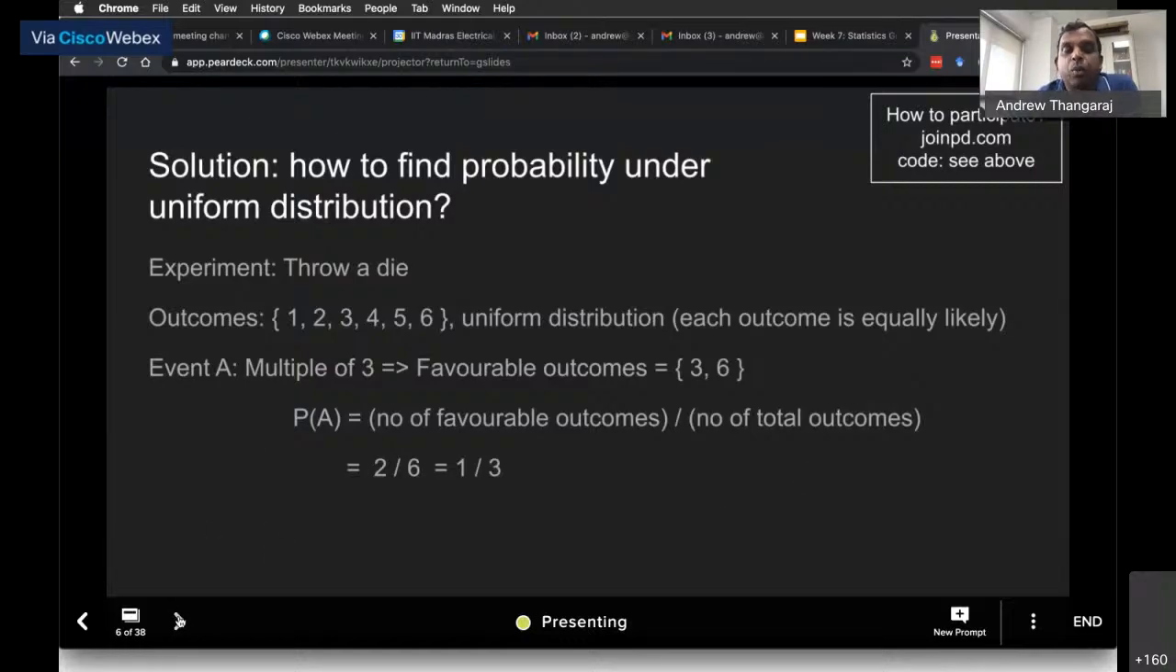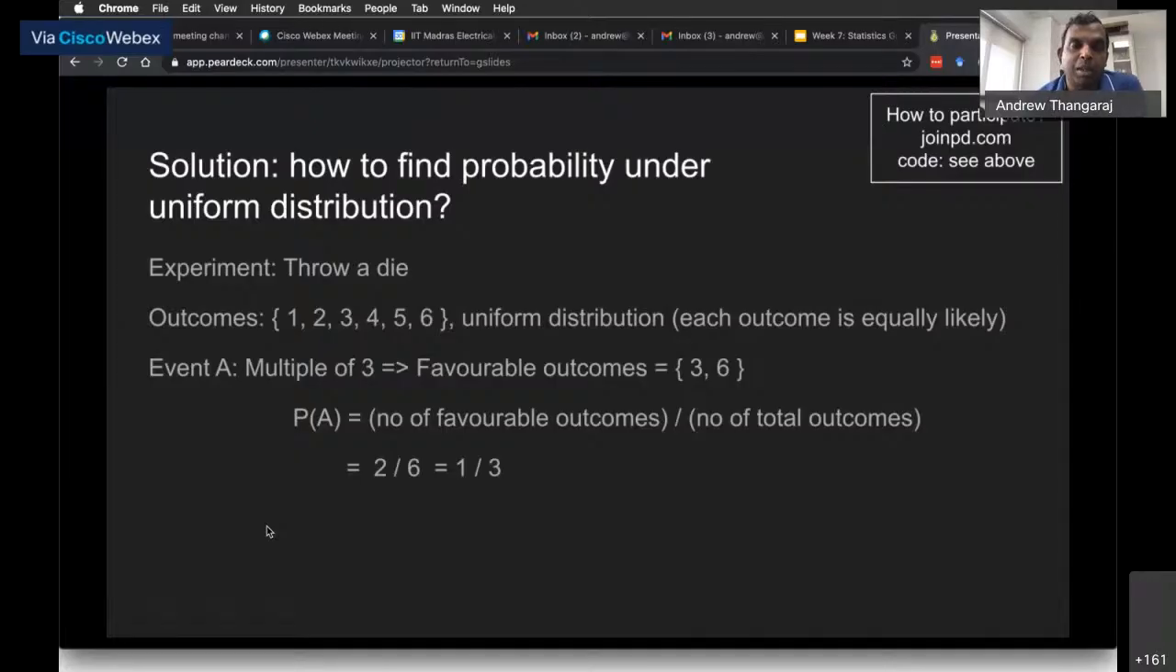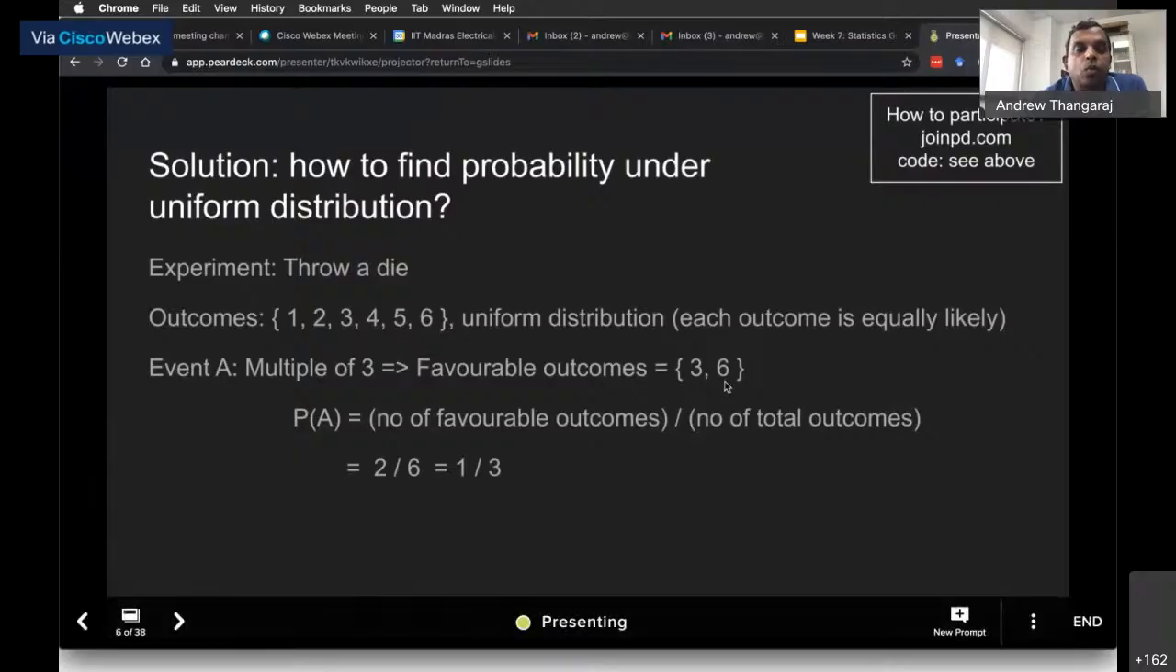That was a test question. We did spend some time on it. Some people got 1 by 2, some people got 1 by 6. Maybe they made a mistake. They may have included one additional multiple or forgotten one multiple. Notice there are two multiples of 3: 3 and 6. All right, let's go to the next question.